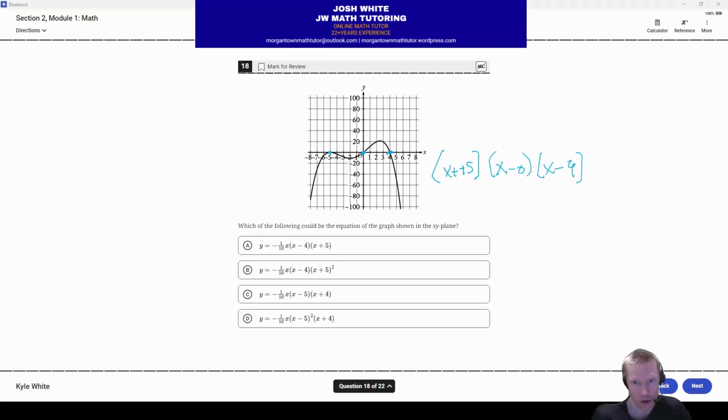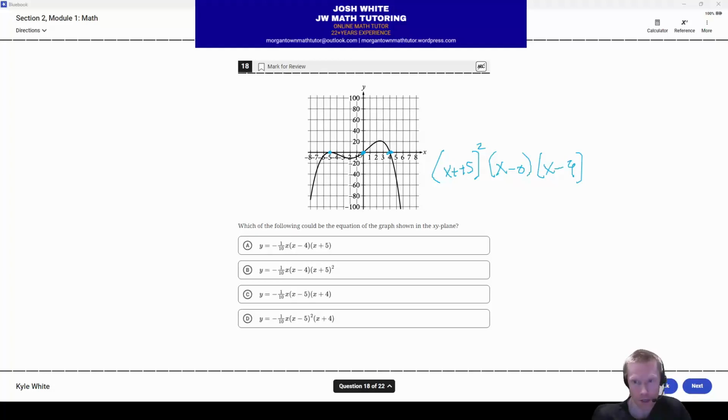It does not cross, or in other words, it touches the x axis. That means that it's going to have an even multiplicity. So we're going to assume this is a squared. I mean, technically it could be a fourth or a higher even number, but the answers only have squared in them.